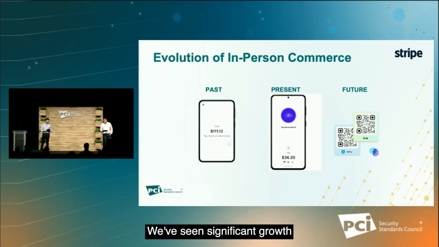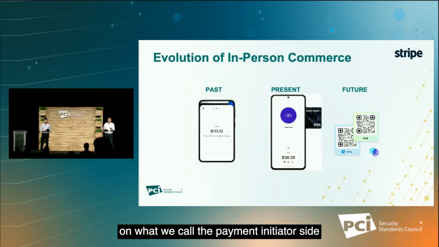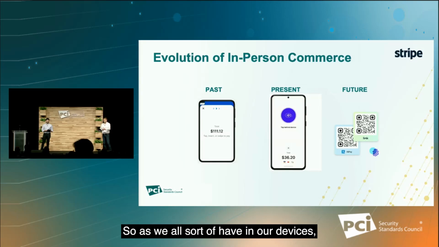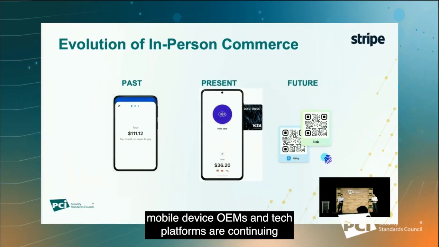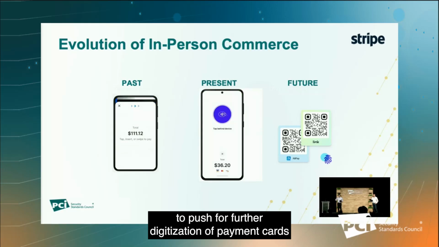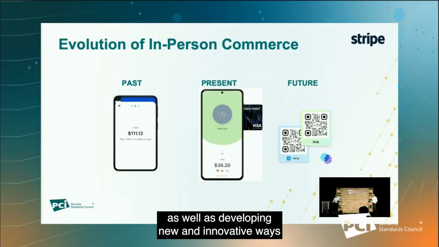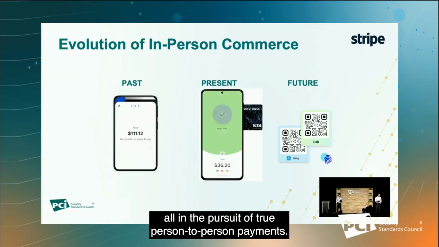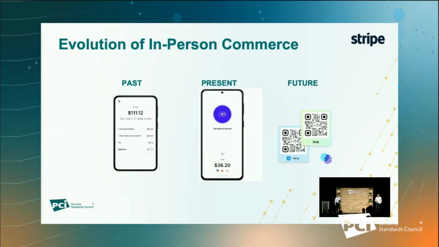We've seen significant growth on what we call the payment initiator side, or the consumer side. So as we all sort of have in our devices, mobile device OEMs and tech platforms are continuing to push for further digitization of payment cards, as well as developing new and innovative ways to authenticate users using things like biometrics, all in the pursuit of true person-to-person payments.